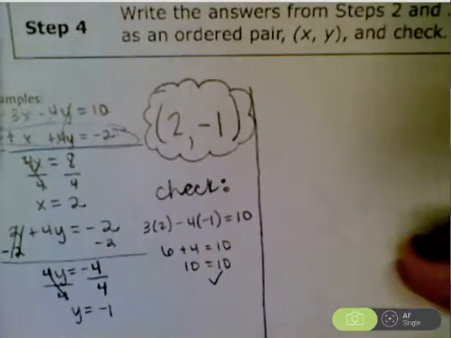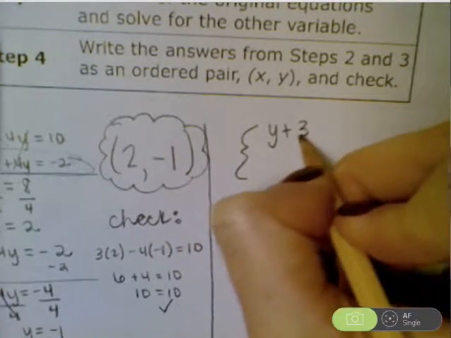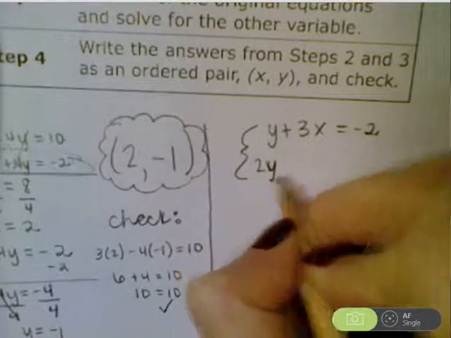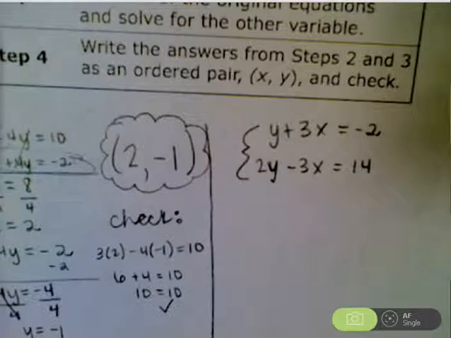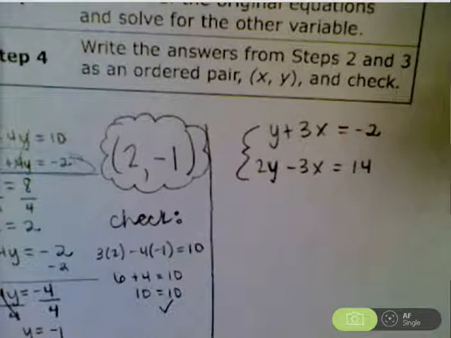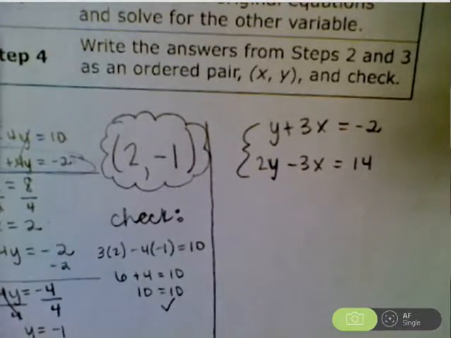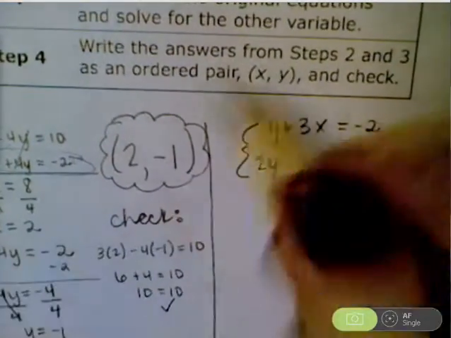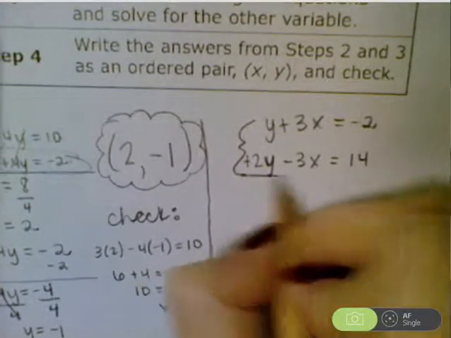Okay, let's try it again. Here's another example. y plus 3x equals negative 2, and 2y minus 3x equals 14. So the first thing you're always looking for are opposite terms. Does anyone see any opposite terms in this problem? Right, 3x and negative 3x. So I can go ahead and just add these 2 equations together.